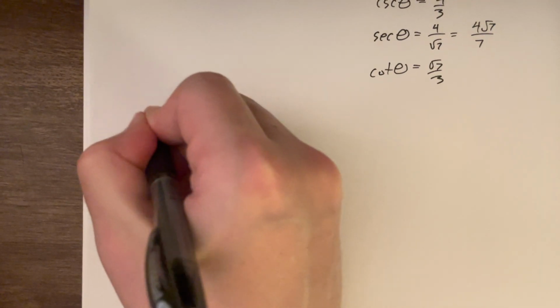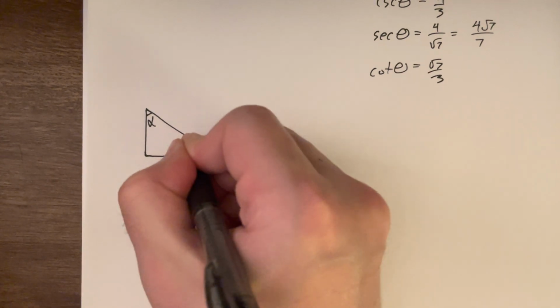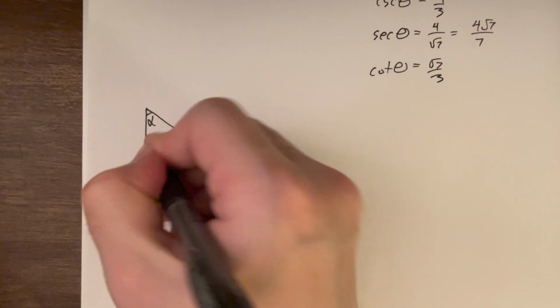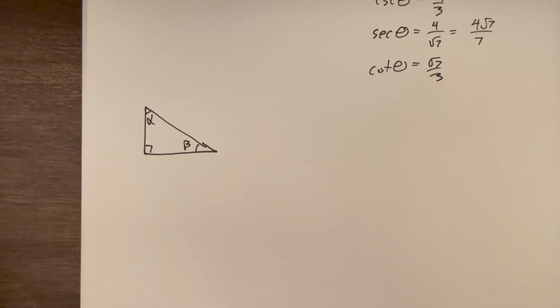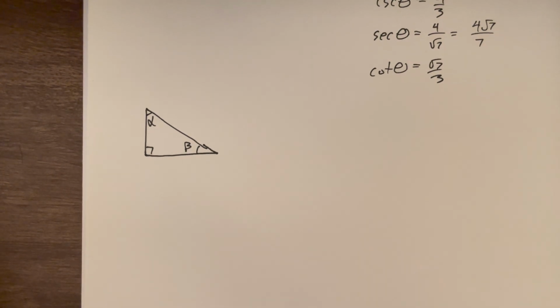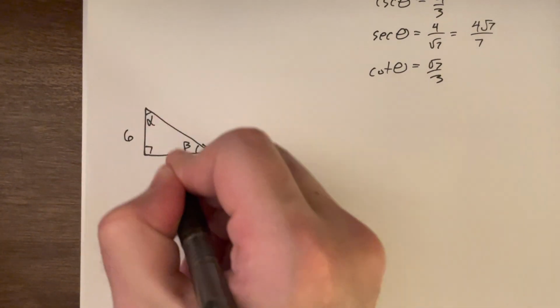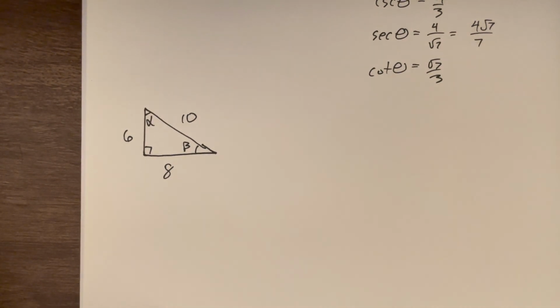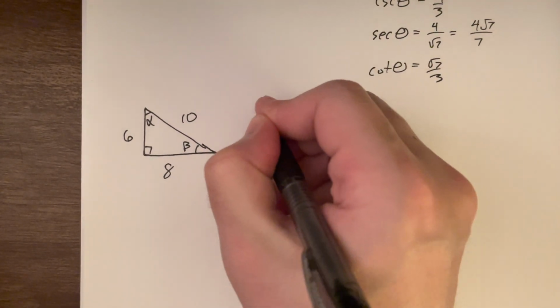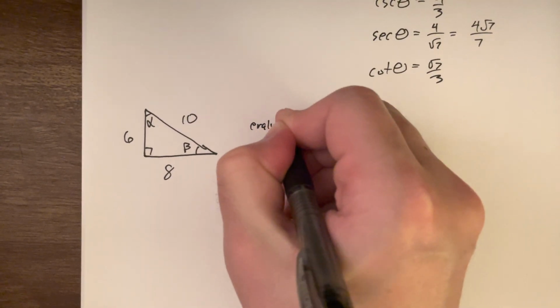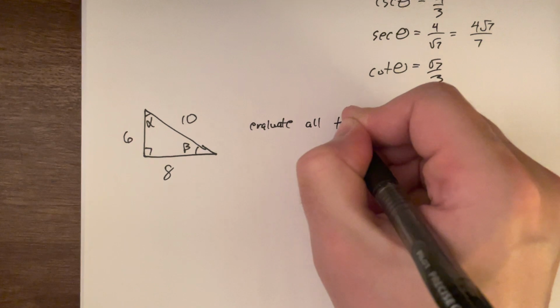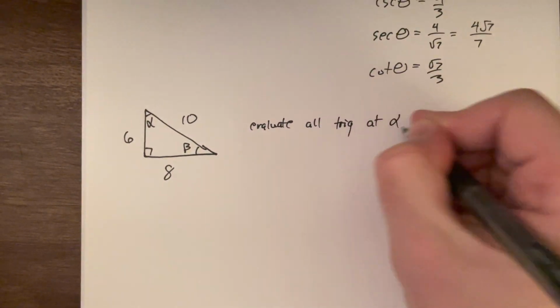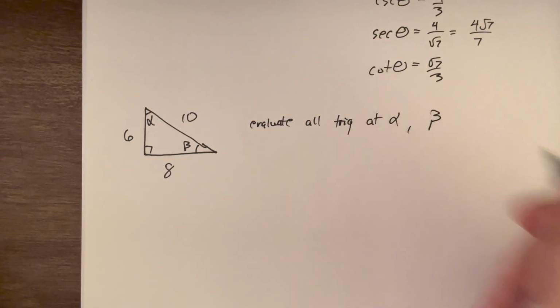Let's put alpha up in this corner, beta down in this corner, and let's get some values. Let's stick to another nice situation. Let's go 6, 8, 10. And let's start doing a few things. Let's start with, let's evaluate all the trig at alpha, and then we'll separately do all that for beta.